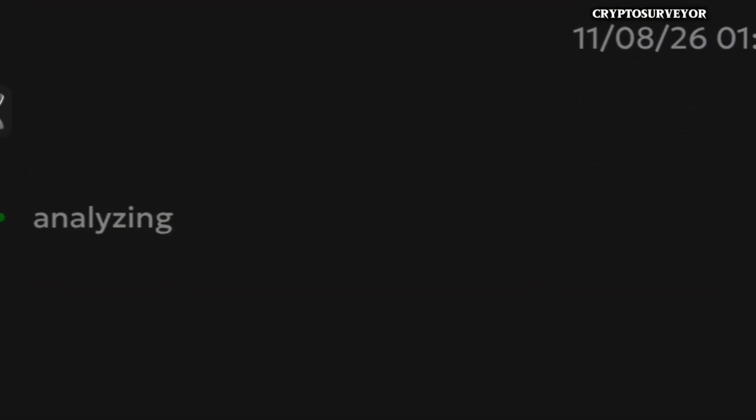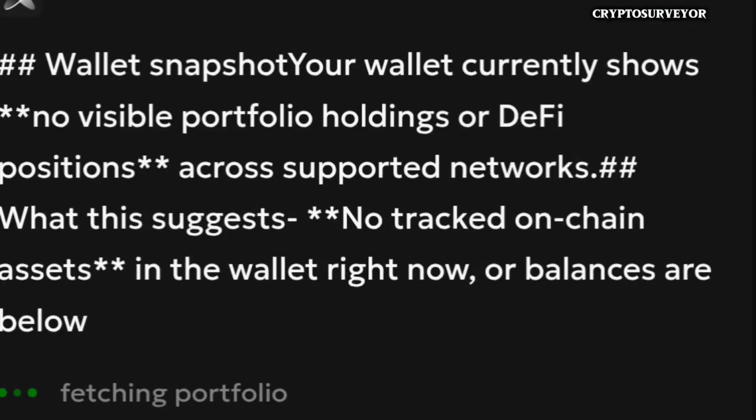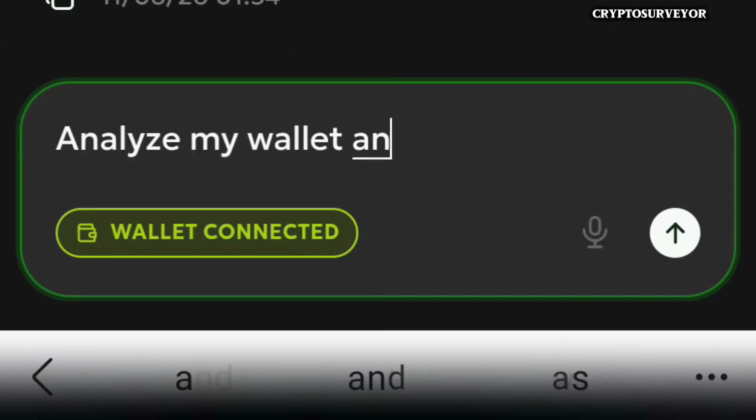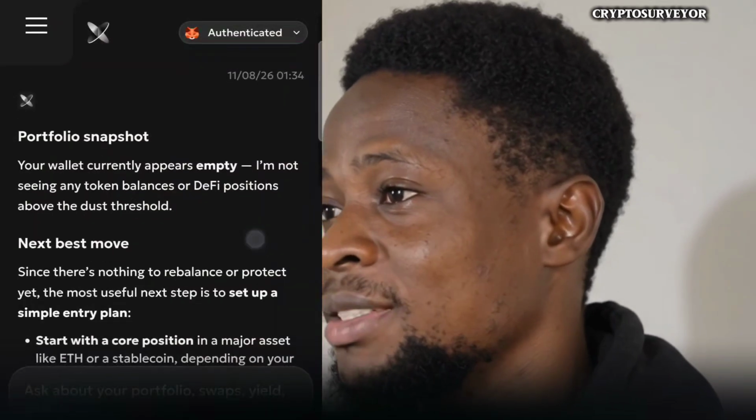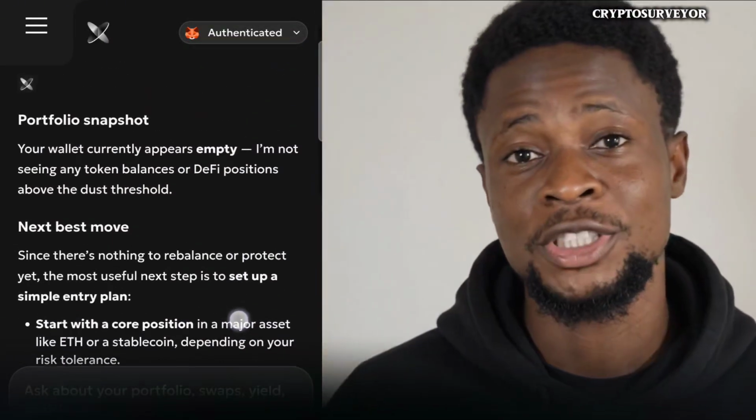I wanted to see whether heyAura could actually understand the wallet I connected, and I typed, "Analyze my wallet and explain my portfolio allocation. Highlight any positions that deserve closer attention." But then I got an answer I wasn't expecting. I was using a fresh wallet. So heyAura didn't find any tracked token balances or DeFi positions across its supported networks.